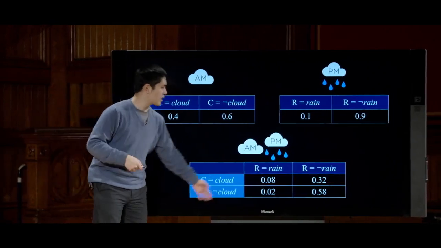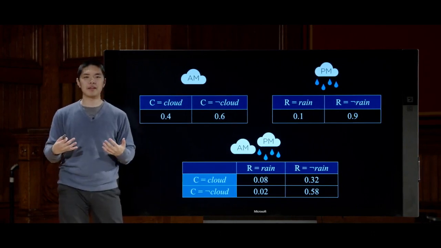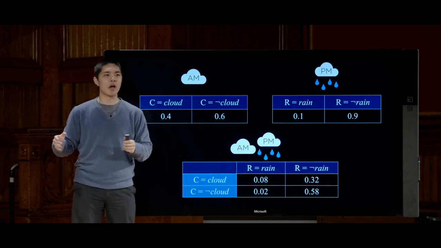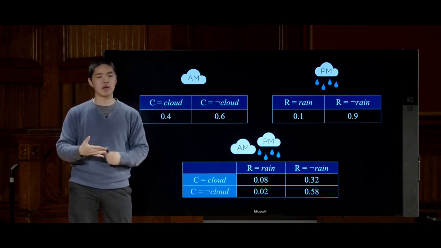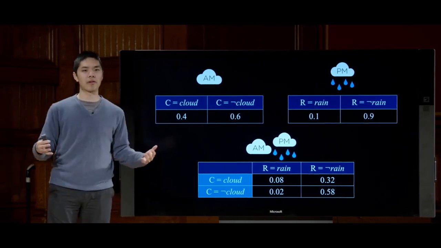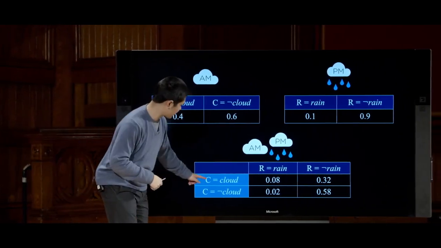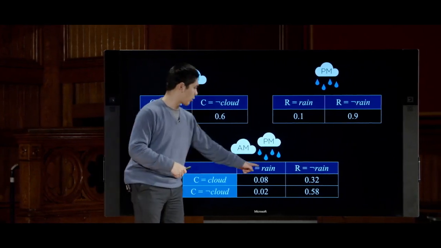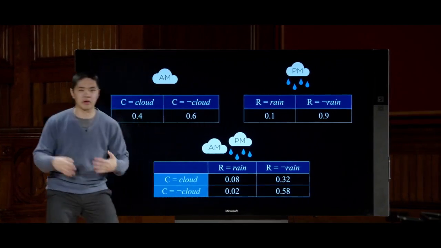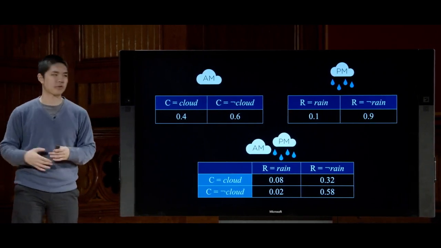So information that'd be organized in a table like this, rather than just a probability distribution, is a joint probability distribution. It tells me the probability of each of the possible combinations of values that these random variables can take on. So if I want to know the probability that on any given day it is both cloudy and rainy, I look at cases where it is cloudy and cases where it is raining, and the intersection of that row and that column is 0.08. So that is the probability that it is both cloudy and rainy.